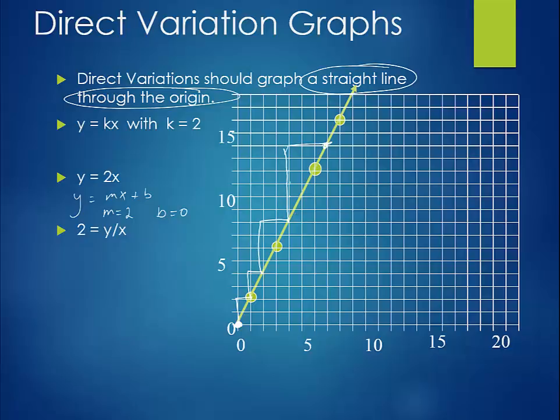Let me ask you a question. Is this line here direct variation? It is not, because it does not go through the origin. Now, how about this line right here? Is that line direct variation? It's not as well, because it is not a straight line. It's a curved line. That means it's not direct variation.